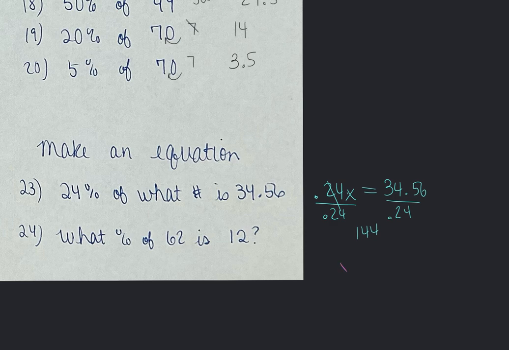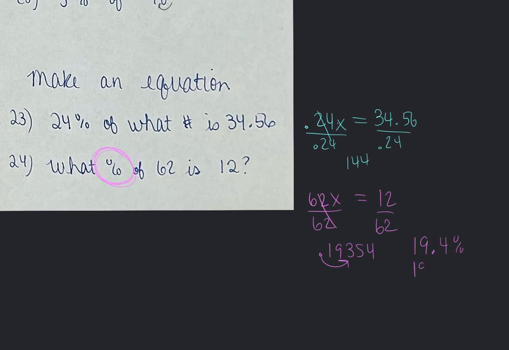Question 24. What percent is x of 62 is smushed, but I'm going to put 62 up front. Is my equal sign 12. Divide by 62, cross out, what's my answer? My calculator says 0.19354, blah, blah, blah. I want a percent, so I have to hop twice. 19.4 if I round to the 10th place, 19.35 if I round to the 100th place, or 19 if I round to the whole number.